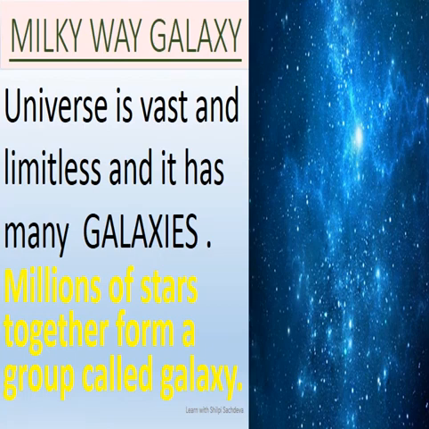Actually, there are millions and millions of stars in the universe. We cannot see most of them because they are very far from us. Stars are also not uniformly distributed in the universe. Sometimes they occur in groups, and millions of stars together form a group, and that group is called a galaxy. So we can say the universe is vast and limitless and it has many galaxies.